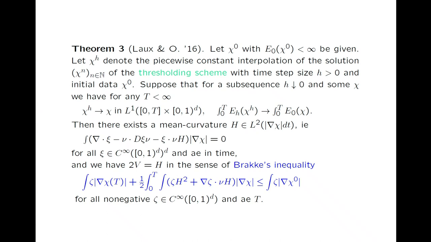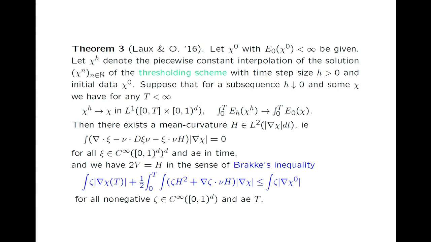And if we make this additional assumption, we get convergence towards a Brakke solution, in the sense that there exists a square integrable curvature, in the usual weak sense, where here you look at the tangential divergence on the interface. It's defined by this integration by parts formula on the interface. Equipped with this curvature, the limit satisfies mean curvature flow, in the sense that the family of Brakke's inequalities is satisfied. In other words, this family of localized dissipation inequalities is satisfied.